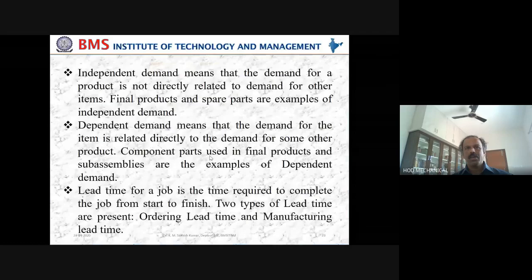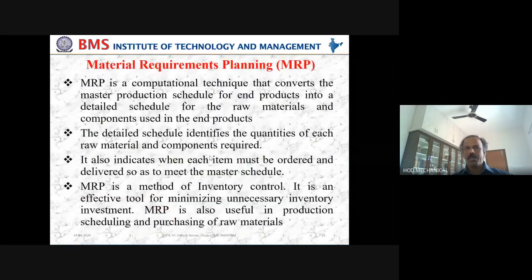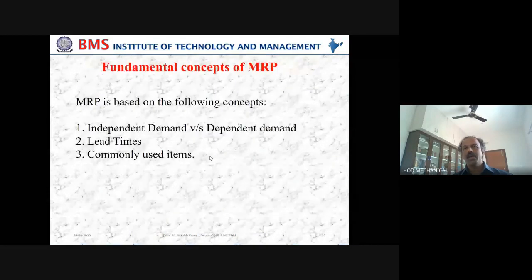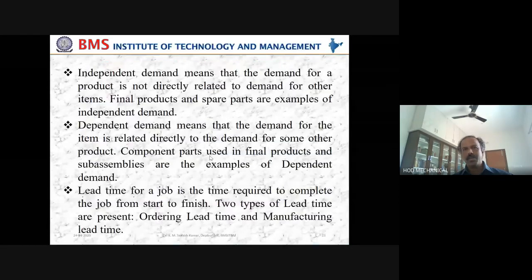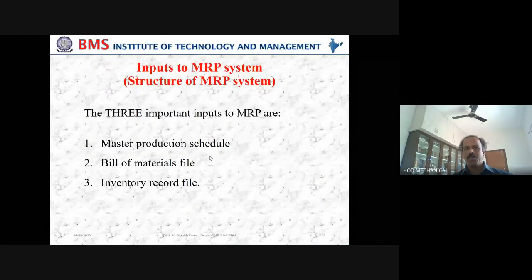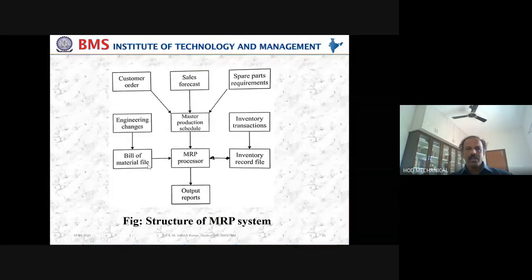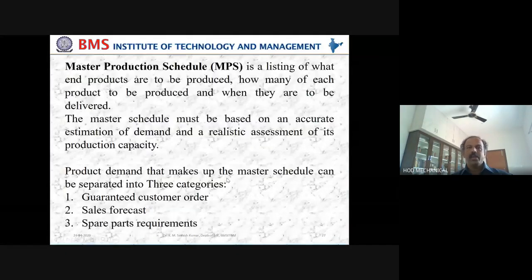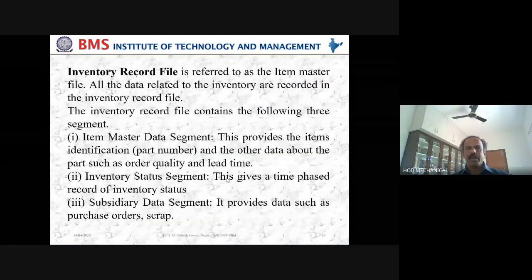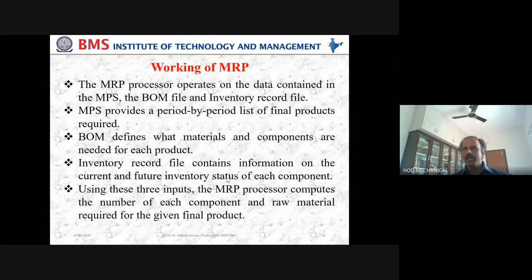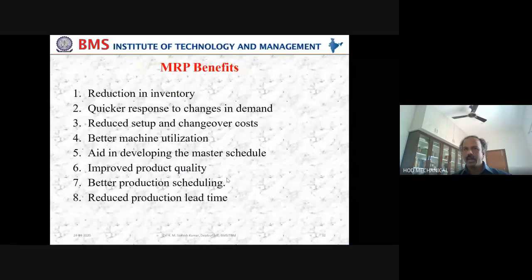So please understand MRP. We have started with MRP and understood the basics. Then the fundamental concepts of MRP we have discussed. Then the inputs to MRP. This one is important: master production schedule, bill of material, and inventory record. Then the structure of MRP: MPS, bill of material, inventory record, and how the MRP is going to work, MRP output reports, and MRP benefits. So this is about the concept of MRP.